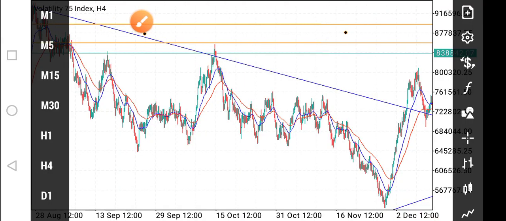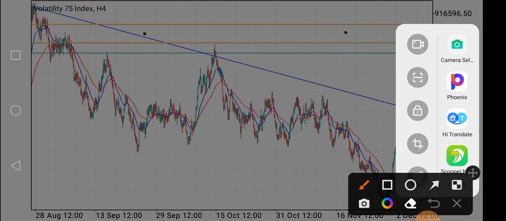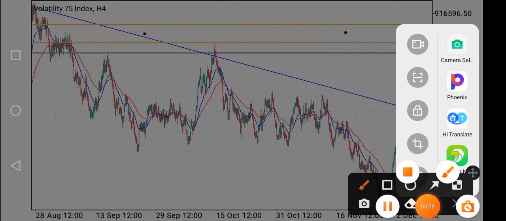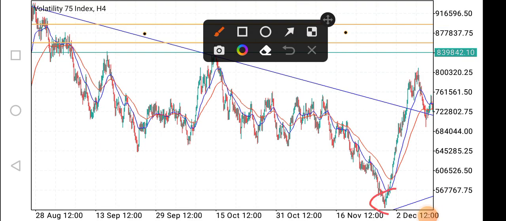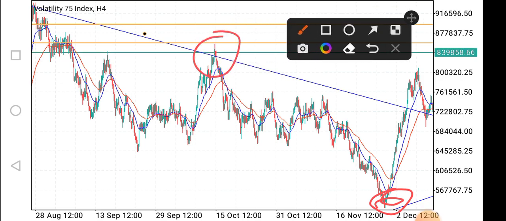So you can see this spot right here now. Look at this spot here, right here. Look at this spot right now. You can see, based on what we draw, you can see the resistance around here too. You can see, based on the way I draw my trend line.